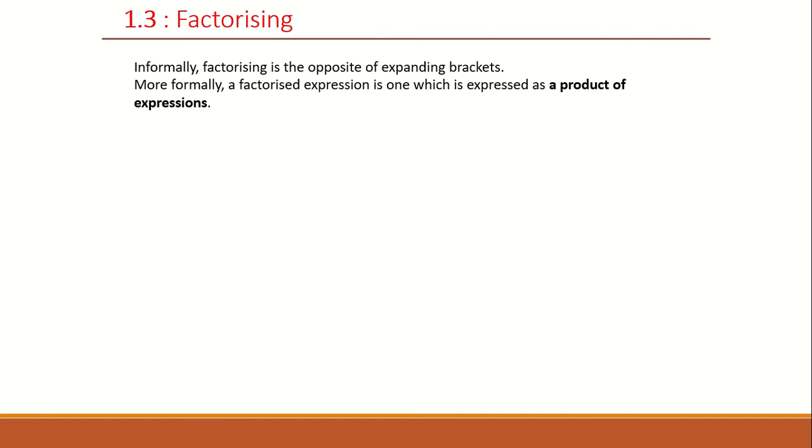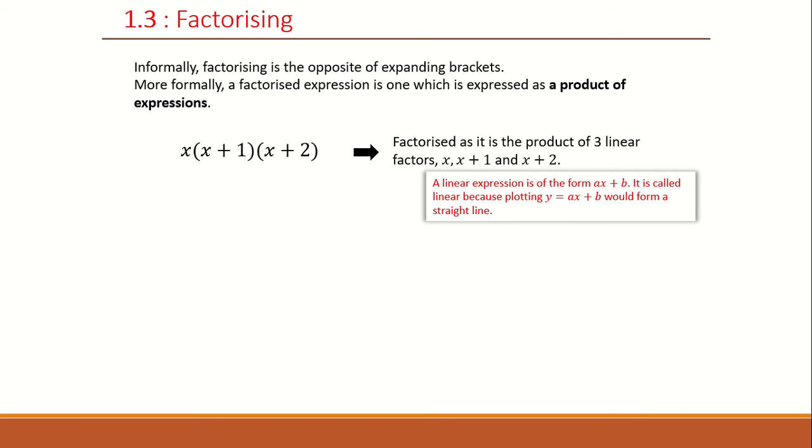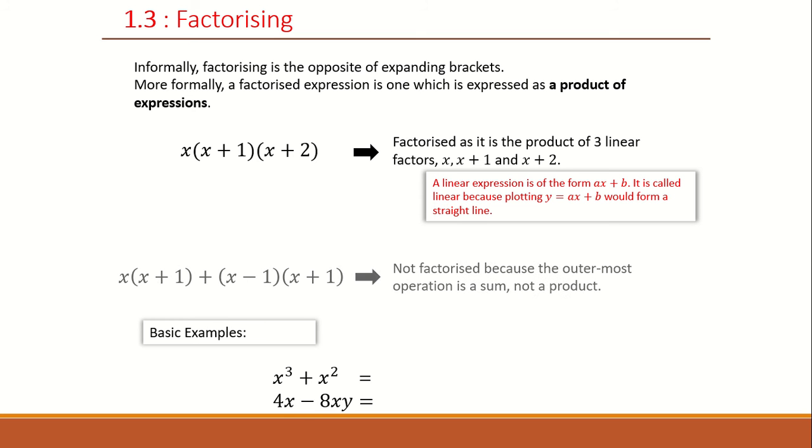Factorising is usually the opposite of expanding brackets, and a factorised expression is one which is expressed as a product of expressions. Here we have a factorised expression as a product of three linear factors: x being one of them, x plus 1 being the second, x plus 2 being the third. A linear expression is of the form ax plus b. It is called linear because plotting y equals ax plus b would form a straight line.